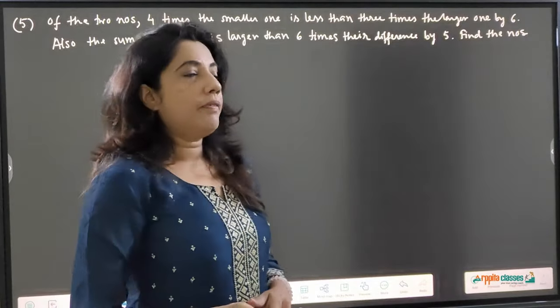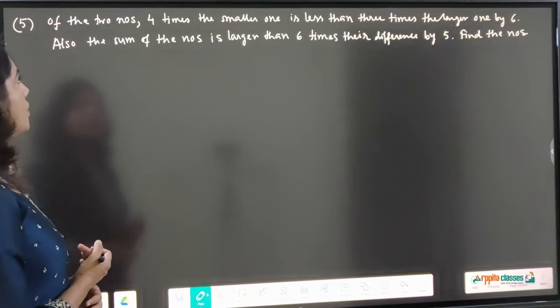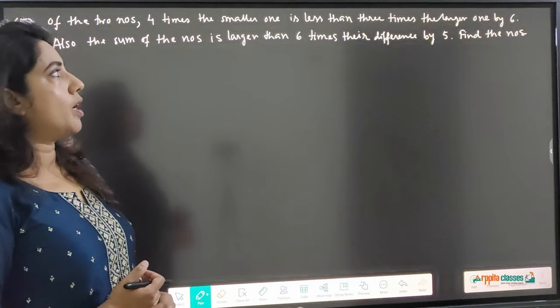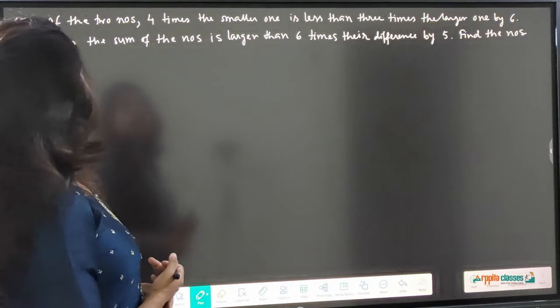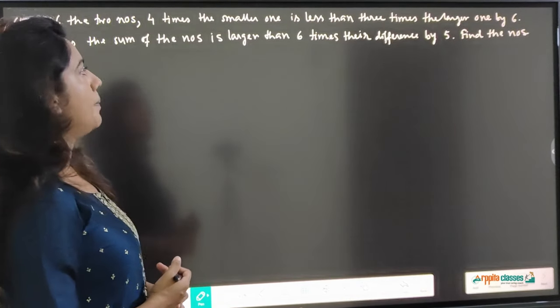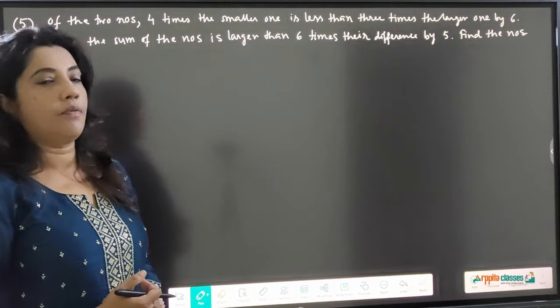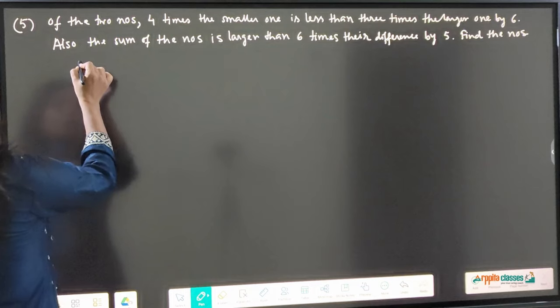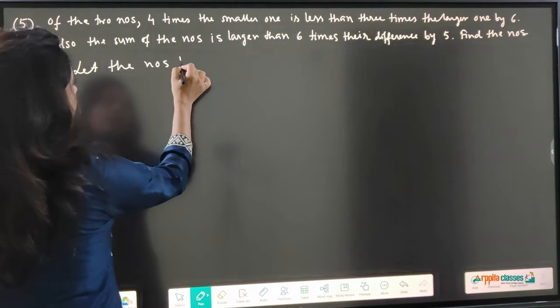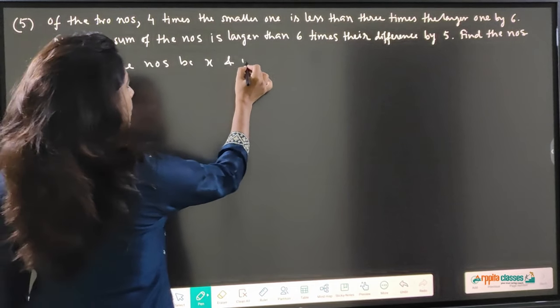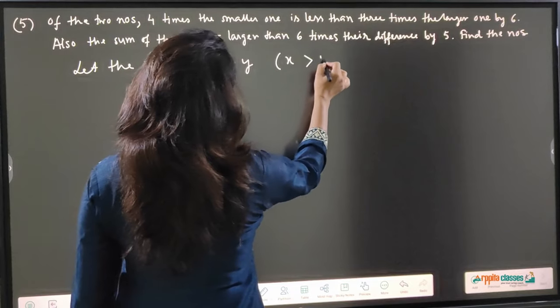We'll proceed to question number 5 now. Question number 5 says, of the two numbers, 4 times the smaller one is less than 3 times the larger one by 6. Also, the sum of the numbers is larger than 6 times their difference by 5. Find the numbers. Again, we'll consider, let the numbers be x and y, where x is greater than y.